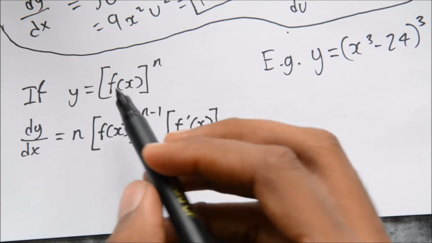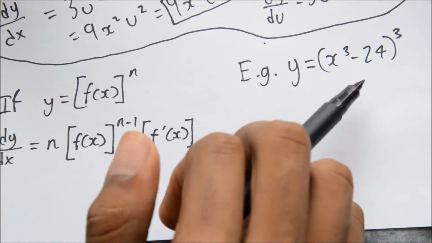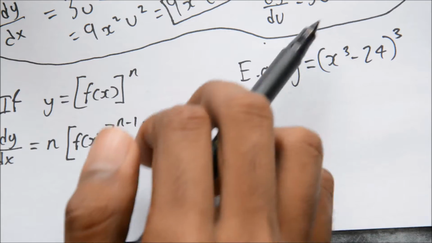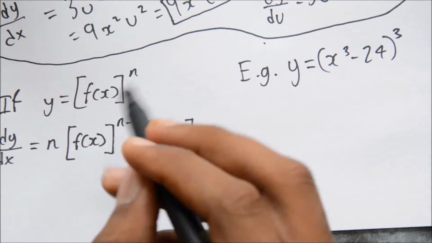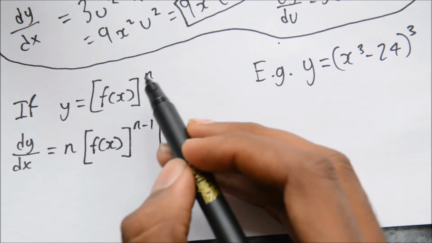It states that if y is equal to f(x) to the power of n. In the previous example, we had a function, x cubed minus 24, to the power of something. So we had to the power of 3. So if you have any equation, y is equal to a function to the power of n.